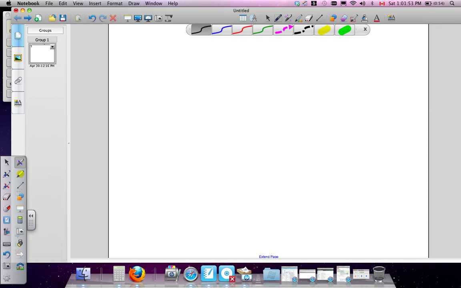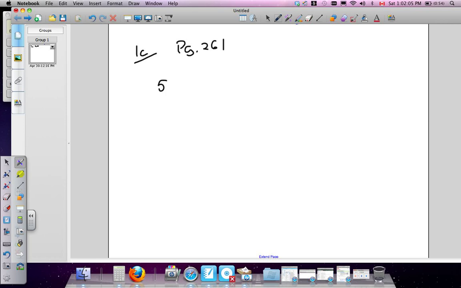1C, page 261. Okay, the question says 500 is equal to N subscript 0 times 1.25 to the power of 1.25. All they want you to do is solve for N. So think of N subscript 0 as a variable.